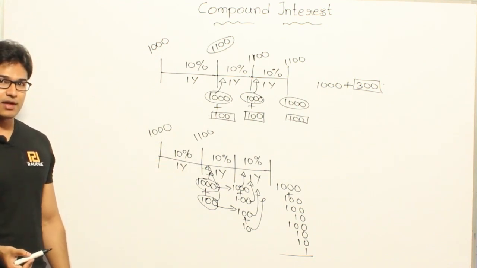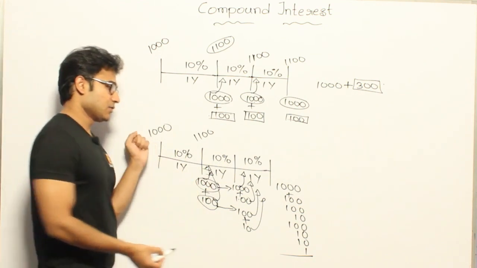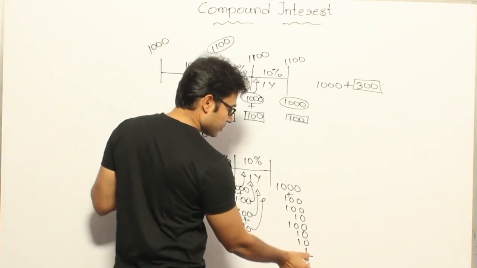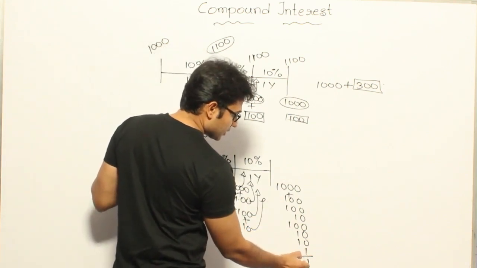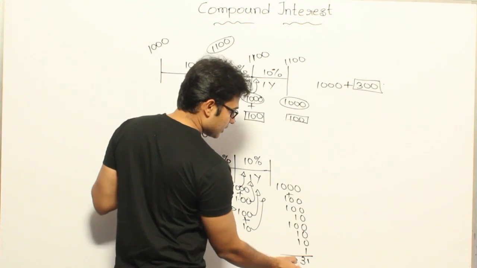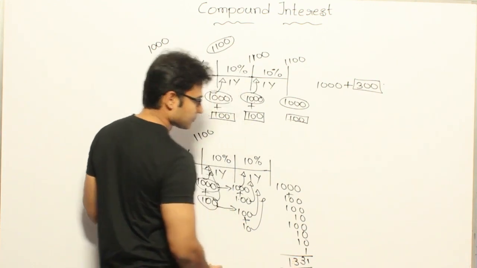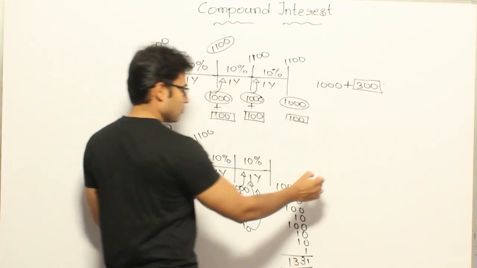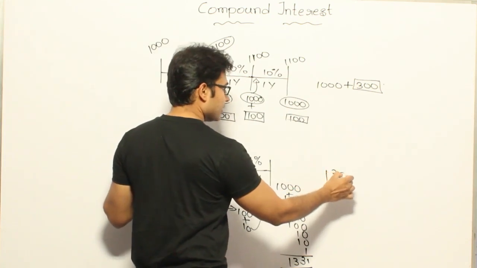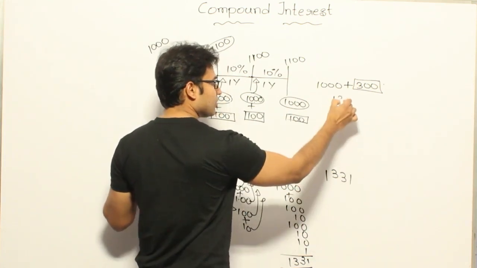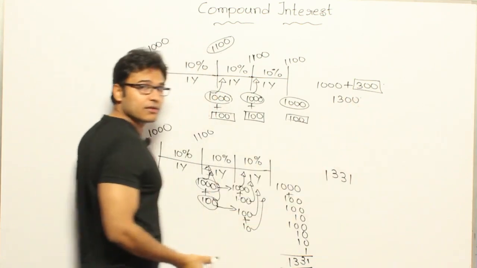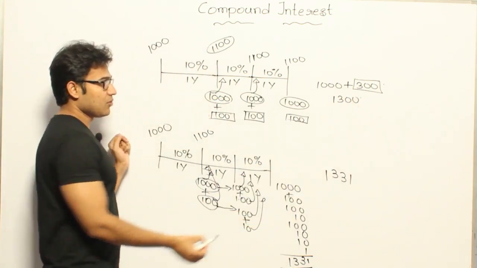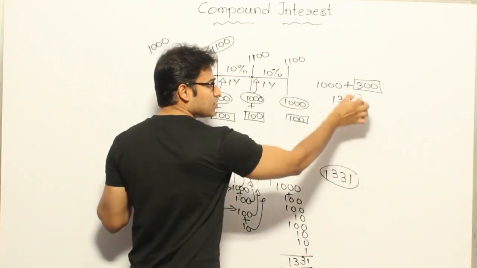Got it? So this is how it is going to get compounded. Are you understanding it? And now, okay, so what is the total amount? You can add it up. 1, 3, 3, 1. Alright, so 1331. In this case 1300, right? Therefore clearly this amount is more compared to this amount.